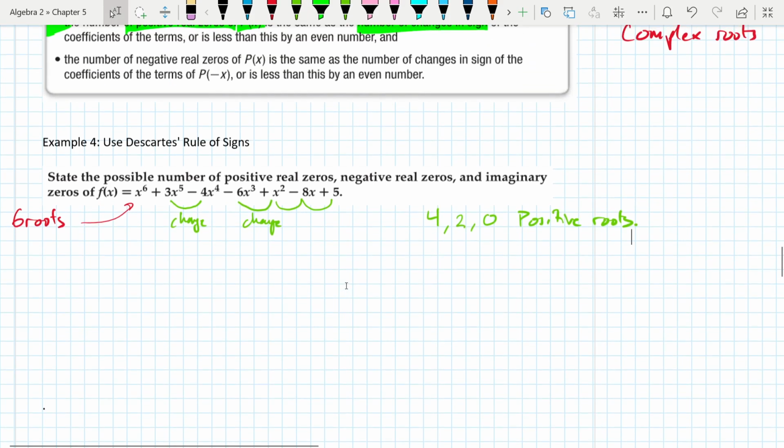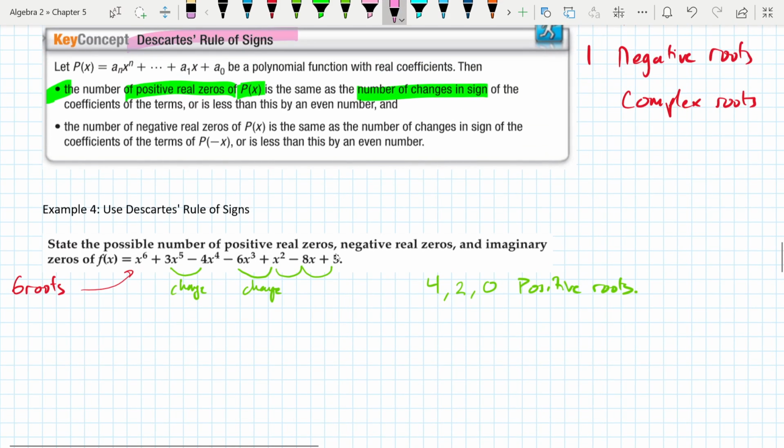That's another part of Descartes' rule of signs that I saved for the end. It's less than this by an even number. So basically, if you count 4 sign changes, there might be as many as 4, but there might just be 2, and there might be 0. Just keep that in mind as you're doing it. You could look through all the positive numbers and never find anything, even though we have 4 sign changes here. Not very likely, but it's possible.